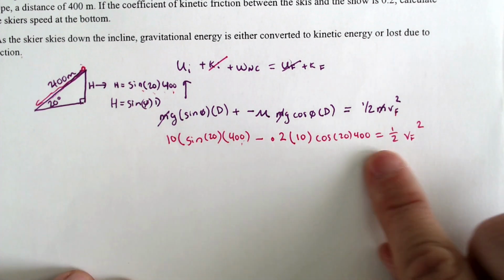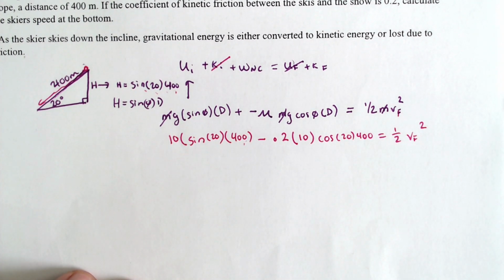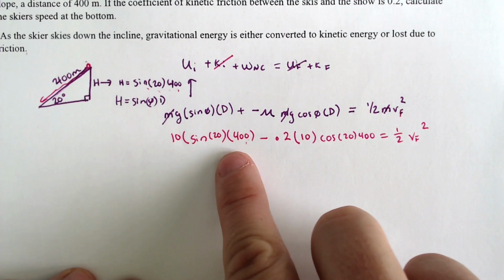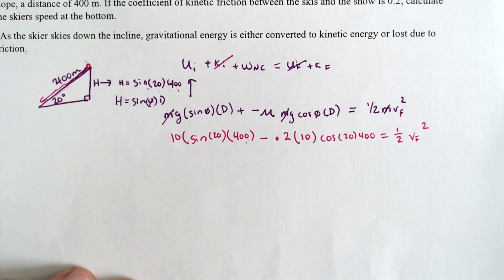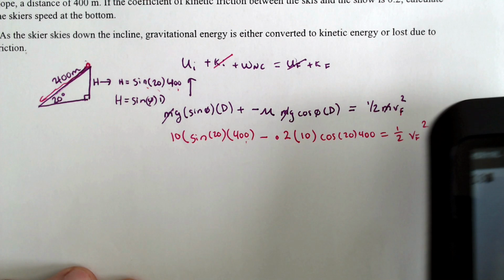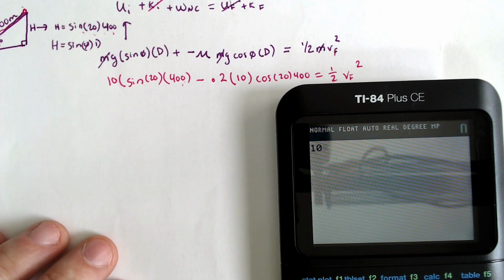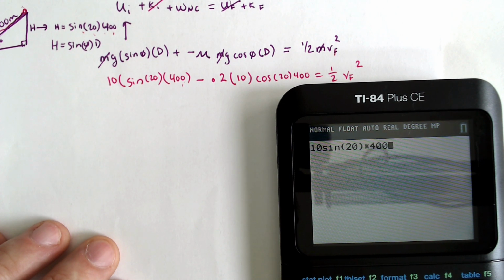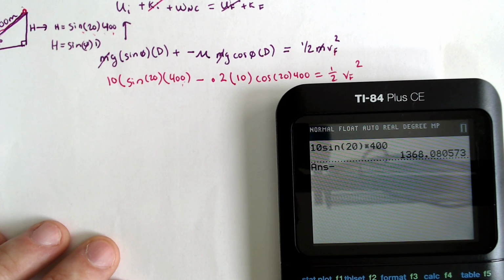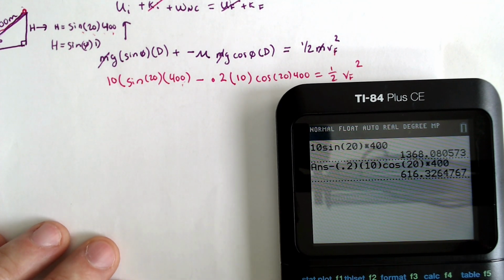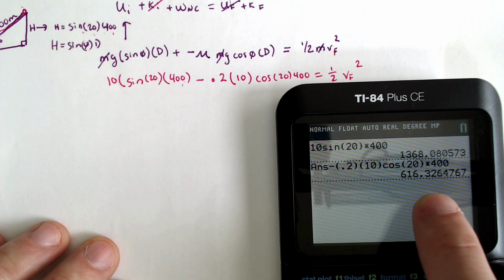We need to type some stuff into the calculator. So what is all of that? 10 sine 20 times 400. Let's see if I can put it all at one time on one part. 10 times sine of 20 times 400 minus 0.2 times 10 times cosine of 20 times 400 ends up being 616.32.